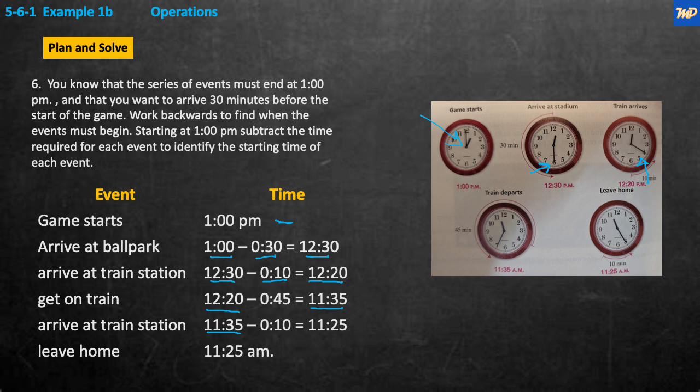After 45 minutes, going backwards to the station where we left from home, we're going to be there at 11:35. So now we arrive at the station minus 10. That's the time it takes to get to the house. And that's going to give us 11:25. So from 11:35 minus 10 minutes, we're now at 11:25. So what does that tell us? We have to leave home at 11:25. So that's working backwards to solve the problem so we can move forward.